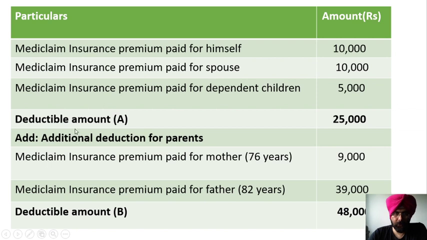First of all, we will discuss the medical insurance premium paid by the person for himself, his spouse, and dependent children. So friends, we will take a 1 minute break only.